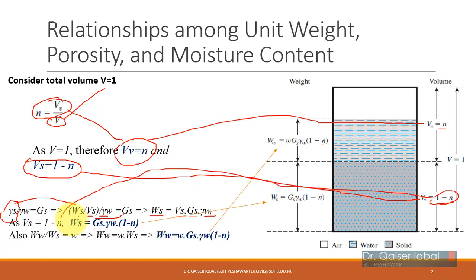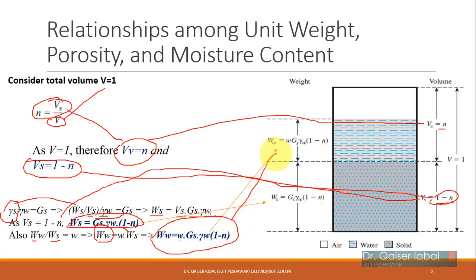Similarly, for weight of water, we know that the moisture content of a given soil, small w, is equal to weight of water divided by weight of soil solids. Now, because we want to determine the weight of water, the weight of water will be equal to moisture content into Ws, which is the weight of soil solids. We already determined Ws, so we will simply put the value of Ws in this equation. So the weight of the water will be equal to moisture content times Gs times gamma W into 1 minus n. So this is the weight of the water.